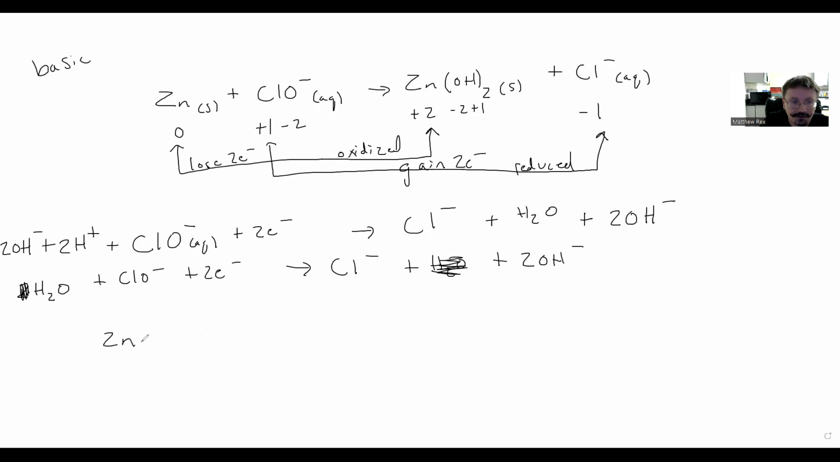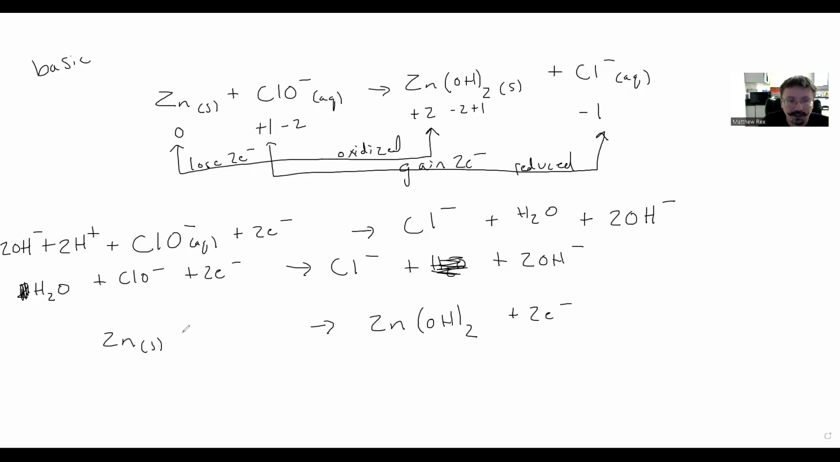So I have zinc, solid, oxidation state of 0, goes over here to the zinc hydroxide. And in this case, it is losing 2 electrons. So I'm going to put those right there. The element being oxidized, the zinc matches, 1 on each side. Electrons match, we're good. Now I have to account for these oxygens and hydrogens.